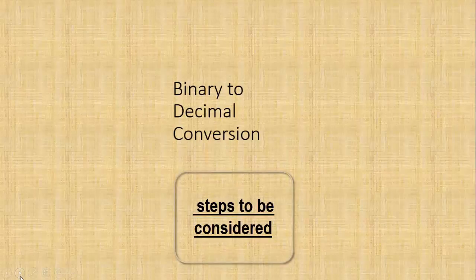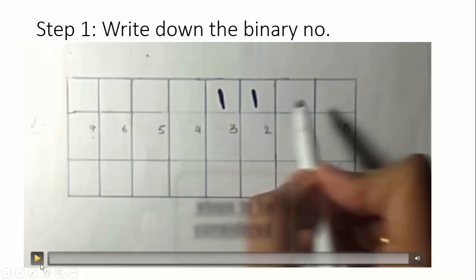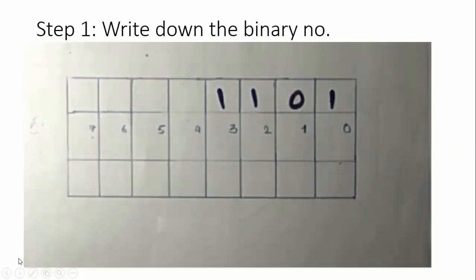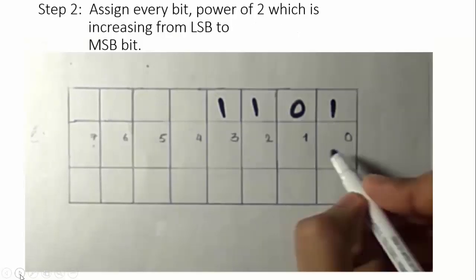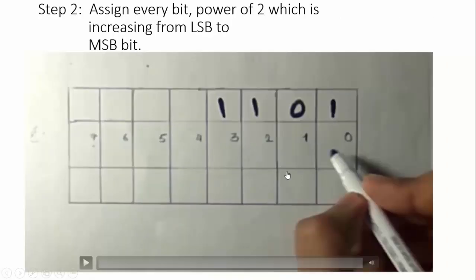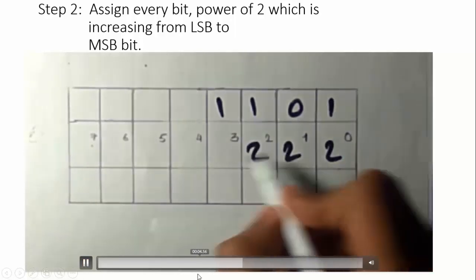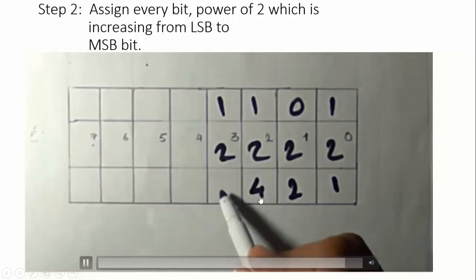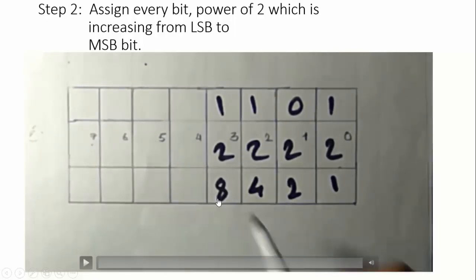Now let us consider binary to decimal conversion. The first step would be to write down the number. After writing down the number, we go on to the next step by writing down the powers associated with every bit. So we assign every bit power of 2, which is increasing from LSB to MSB bit, which is 1, 2 raised to 1 would be 2, 2 raised to 2 would be 4, and 2 raised to 3 would be 8.